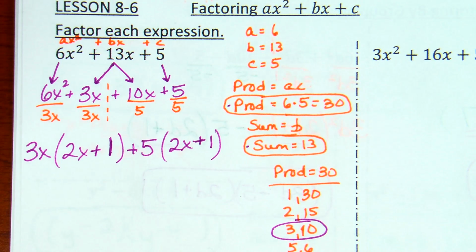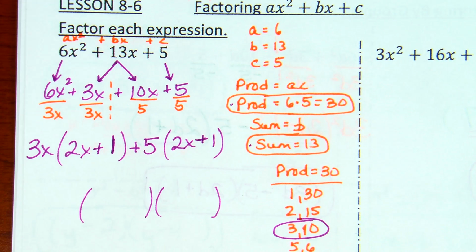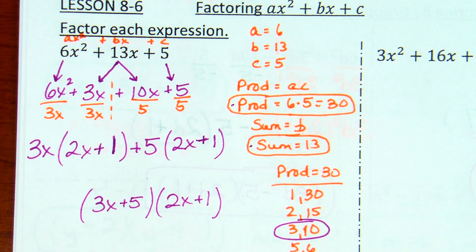Because remember, your final answer is 2 parentheses. 3x plus 5 and 2x plus 1. 2x plus 1 because they match. 3x plus 5 were the other GCF pieces. That's my final answer. Okay, questions there?